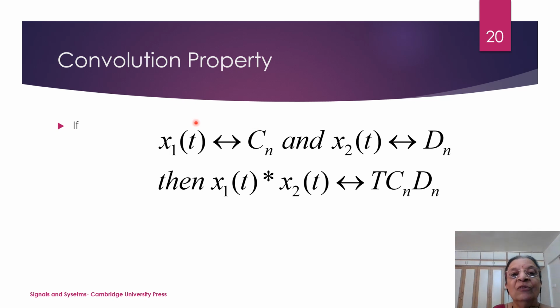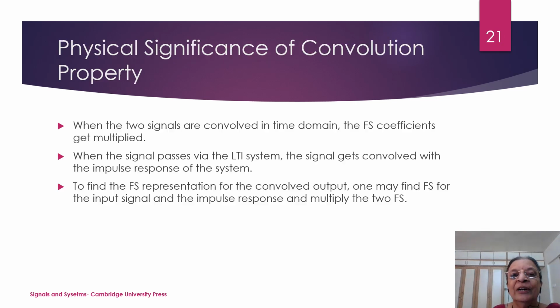Consider the convolution property now. If one signal is transformed to Cn and another signal is transformed to Dn, and if we convolve the two signals in the time domain, how will the convolution result in the transform domain? In the transform domain, it will be multiplication. So if we have convolution in the time domain, we have multiplication in the transform domain. And if we have multiplication in the time domain, we have convolution in the transform domain. This fact I think we know already.